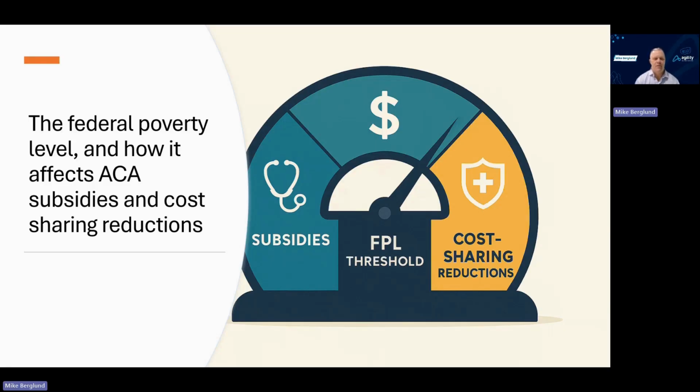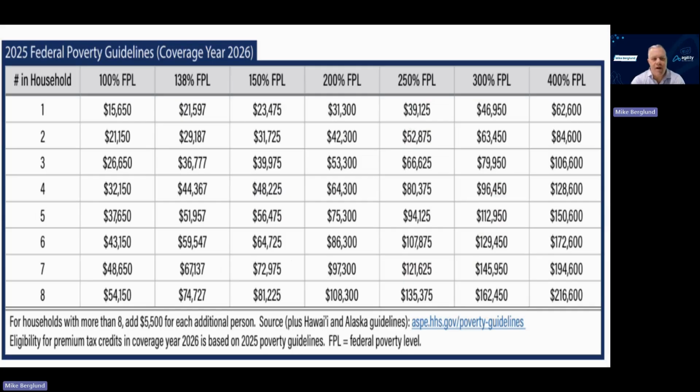Today, I want to talk about the federal poverty level chart, and how it affects the ACA subsidies your clients receive. I also want to discuss how it affects cost-sharing reductions where the threshold levels are. Here is the federal poverty guideline chart for 2026. These are income thresholds used to determine eligibility for federal programs like Medicaid.